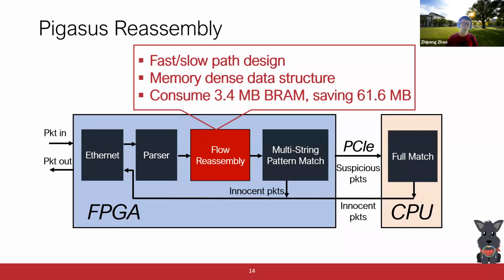The key takeaway here is that we use a fast flow path design where we separate the in-order packets and out-of-order packets processing. And the flow path is responsible for handling the out-of-order packets. And at that path, we can apply a memory-dense data structure, which may have some non-deterministic performance, but that will save the memory resource we need. So overall, our reassembly logic only consumes 3.4 megabytes of DRAM, saving more than 60 megabytes of memory compared with existing work.